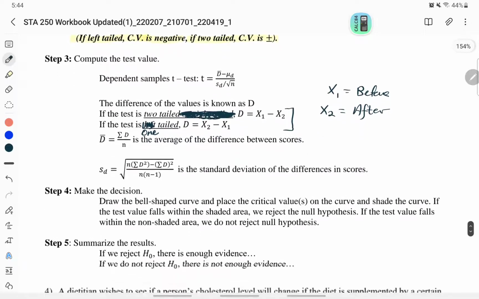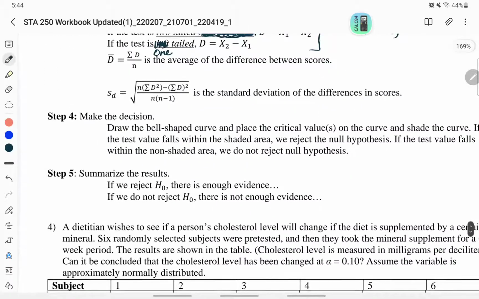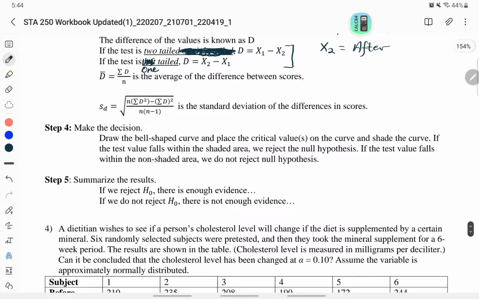Step number 4 is to make your decision. We're going to draw the bell-shaped curve and shade the curve. If the test value falls within the shaded area, we reject the null hypothesis. If the test value falls within the non-shaded area, do not reject the null hypothesis. Step number 5 is to summarize the results. If we reject the null hypothesis, we are stating that there is enough evidence to support the claim. But if we do not reject the null hypothesis, there is not enough evidence to support the claim.